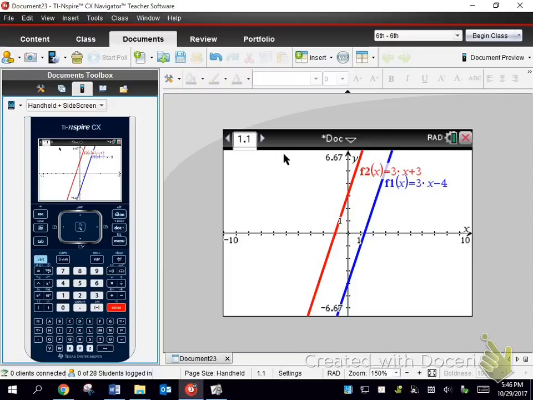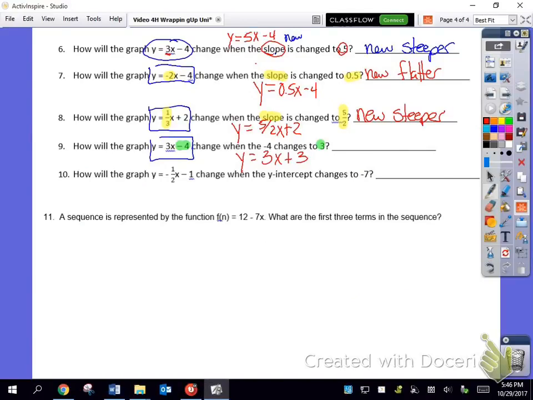Enter. Okay, so my lines are parallel because they have the same slope. See, they both say 3x. So they have the same slope, they're parallel. Menu 5-1, it starts out on the original, which was -4 for my y-intercept. If I go up, it's now at +3. So it shifted up. The new line shifted up. Remember, when the y-intercept changes, it's a shift.